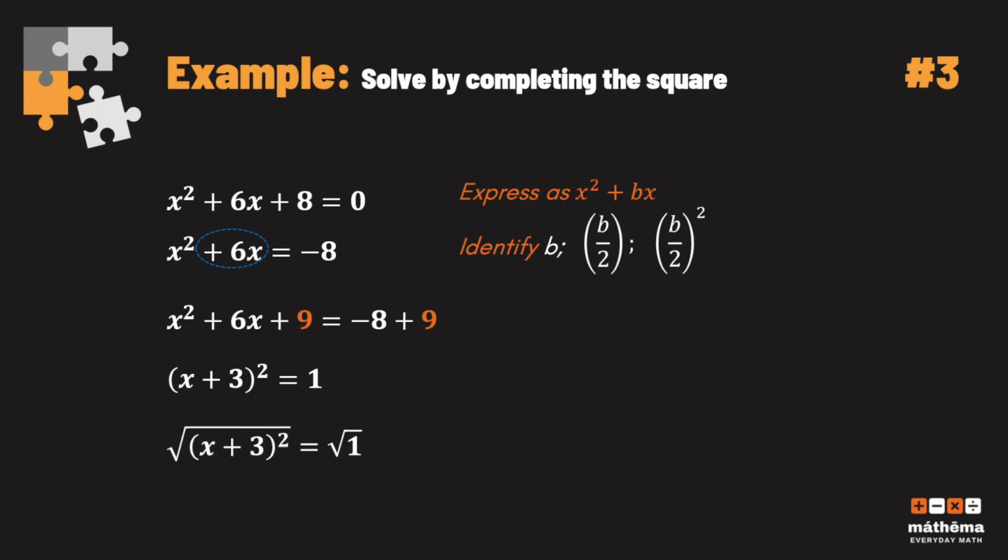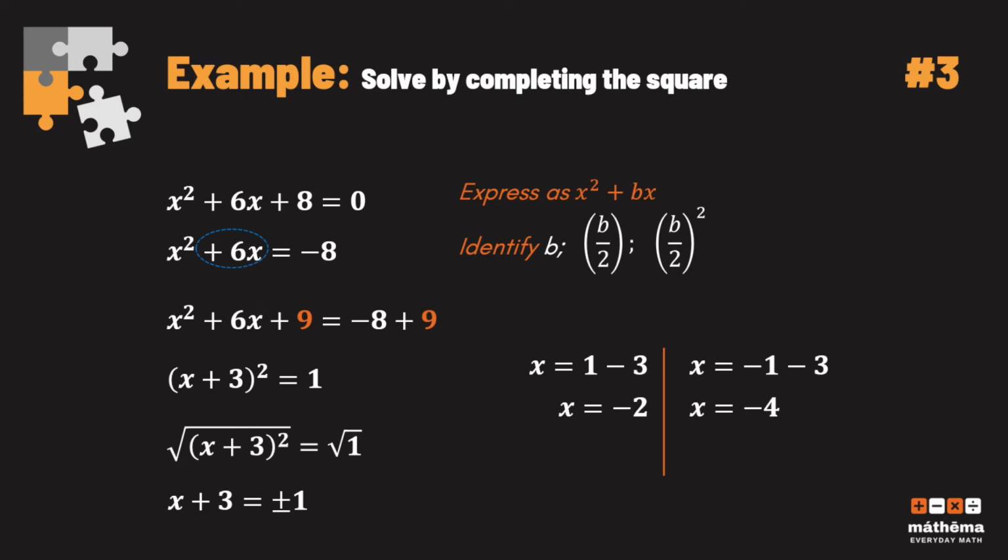We have the square root of the quantity of x plus 3 squared is equal to the square root of 1, which will give us x plus 3 is equal to plus minus 1. Solve for x. x will be negative 2 and negative 4. So this will be our solution, negative 2 and negative 4. So this is how we solve quadratic equations using completing the square.